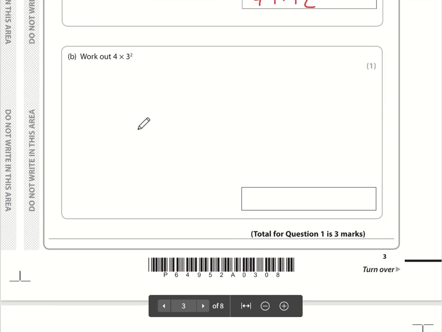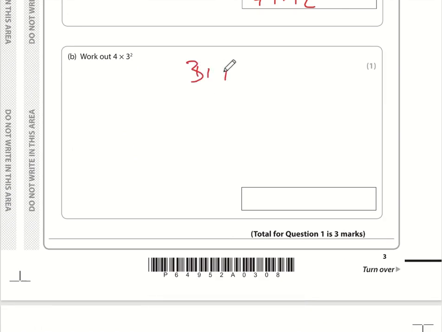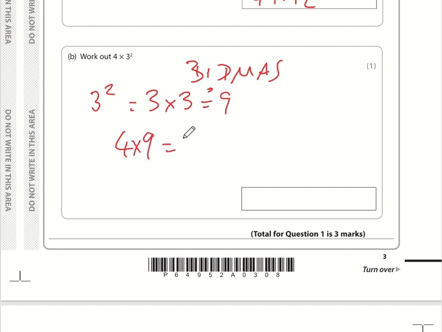B, work out 4 times 3 squared. Well, this question is a test of BIDMAS, so there are no brackets, but there are some indices. We've got 3 squared. Well, that means 3 times 3, which is 9. So the question is now 4 times 9, and 4 9s are 36.